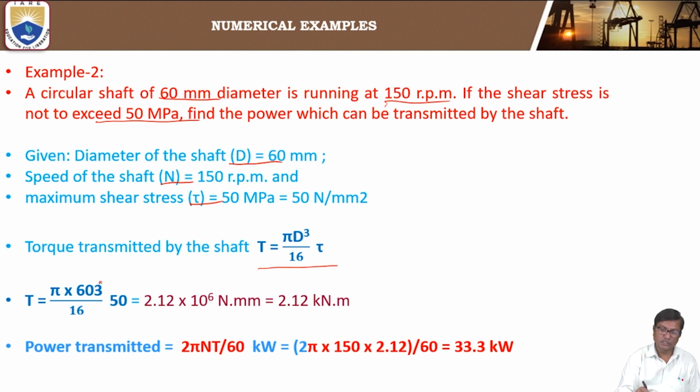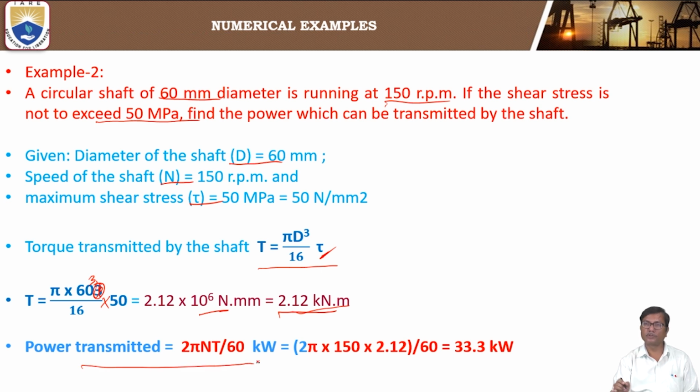So by substituting here, d is 60, pi d cube by 16 into 50. That is tau. So it gives 2.12 into 10 power 6 Newton millimeters or 2.12 kilonewton meters. Now let us substitute the value in kilonewton meters in this expression for power.